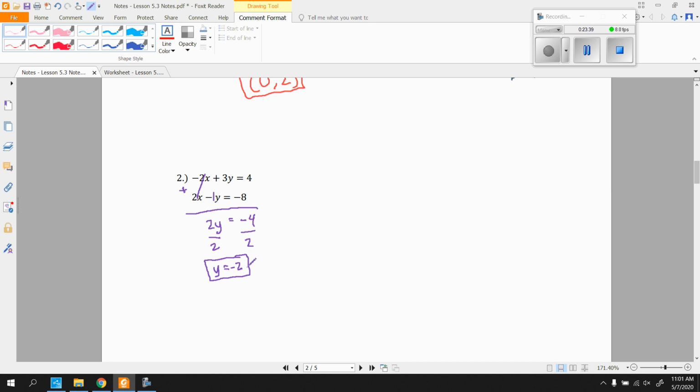But now take this and go to either one. It doesn't matter which one. I'm just going to go to the top one because it's easy for me to draw. And I'm going to plug this in for y. So work-wise, it looks like this. Negative 2x, I don't know what x is, plus 3 times, instead of y, we're going to say that y is negative 2, because that's what we think it is. And hopefully it should come out to 4.